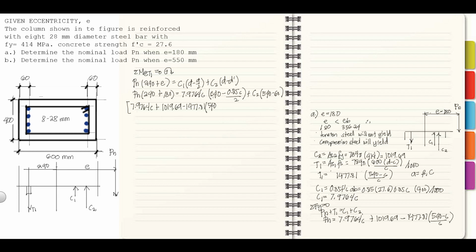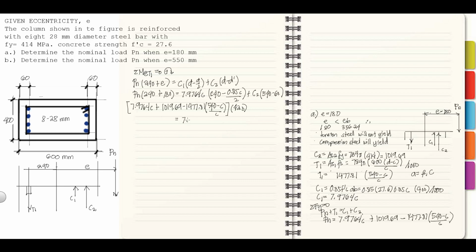So, na-divide na to, no? 7,484 pi times 600. Na-divide na to. Okay, so okay na to. 540. Okay, minus C all over C. This is our Pn. Times natin 240 plus 180. So, 240 plus 180. Lagyan na natin dito 420. Okay, so this is 420, is equal to, wait natin dito sa kabila.